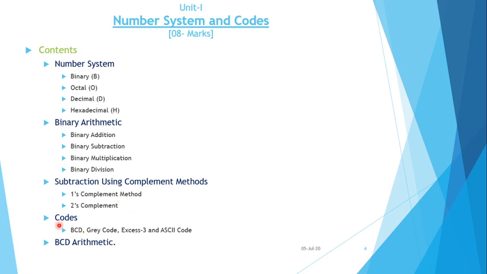And then we have different codes that we are supposed to study: BCD, binary coded decimal, gray code, XS3, and ASCII code. We have discussed ASCII, American Standard Code for Information Interchange. We will be studying all these types of codes in detail, and then BCD arithmetic, right?